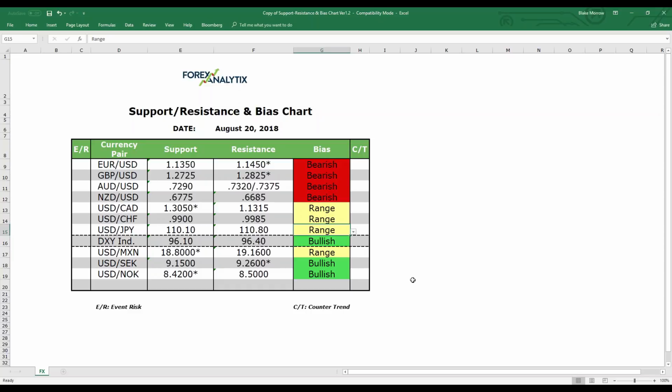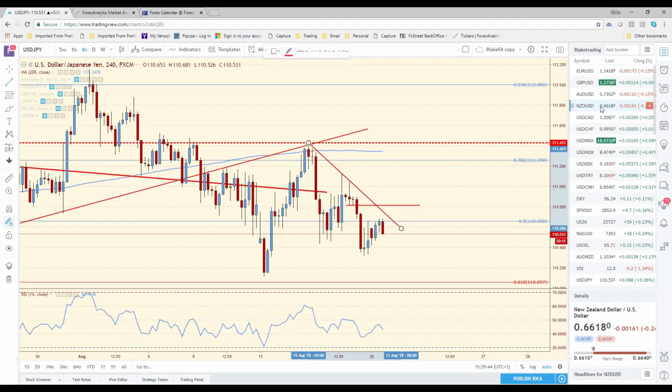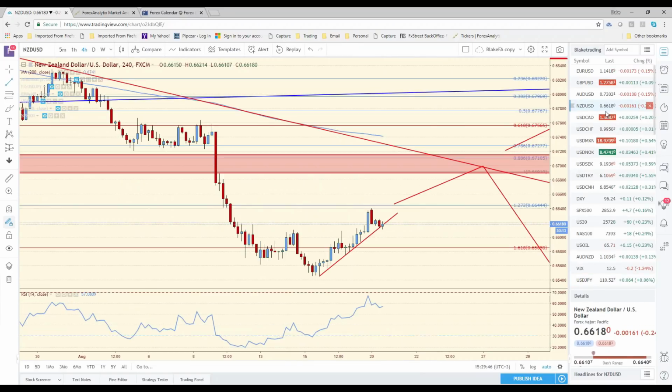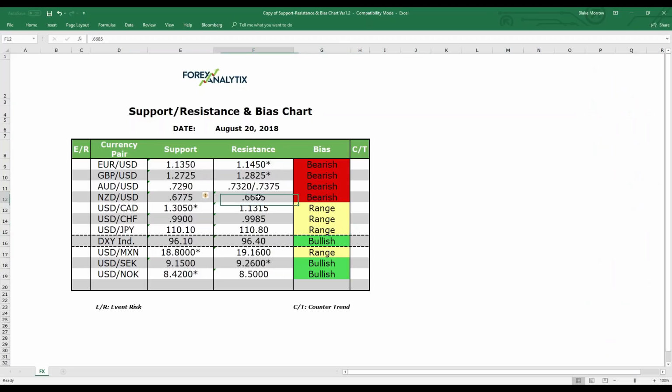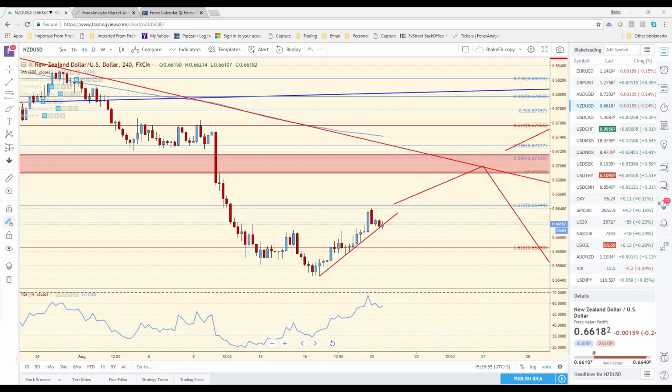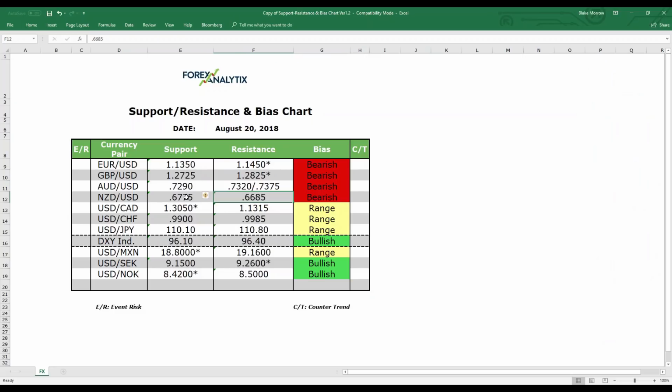Marius said wrong typing for the Kiwi. Did I mistype the Kiwi? 6775, 6885. Hold on, let me. Oh, I guess I did. Yeah, I did. 66. You're right. So 66. Oh, so support would be, you're right, I did mistype it. 6575. My bad. Thank you. Here we go. All right.